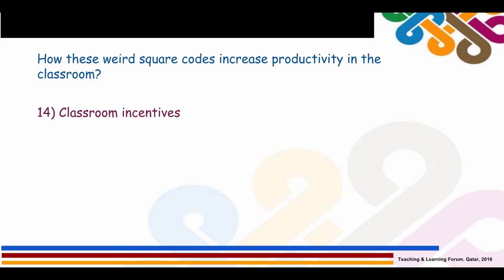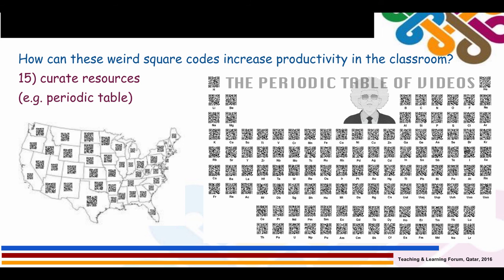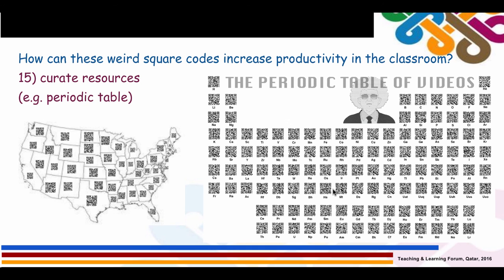Classroom incentives is another idea, and the students are very excited to scan the code and find out what incentives they get for their work. I think this is a brilliant idea. The students can learn about the different elements of the periodic table or about the different states by scanning the appropriate code. In conclusion, if used strategically, QR codes can really increase productivity in the classroom, and they can facilitate effective use of classroom time.